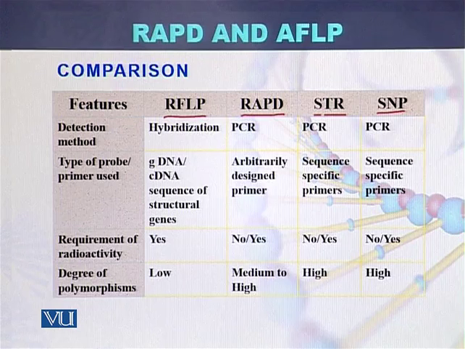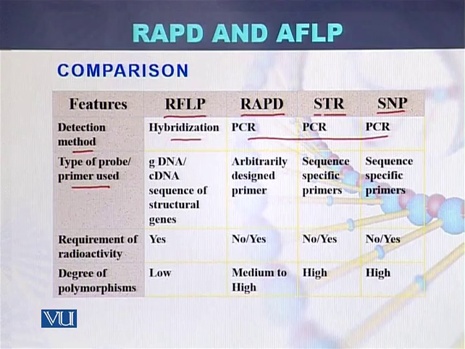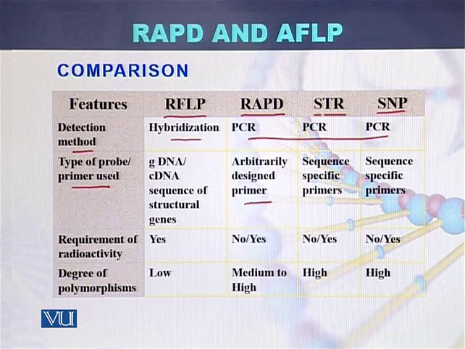If we do the comparison between all these techniques based on the detection method, in the case of RFLP we use hybridization. In the case of these three techniques, we use polymerase chain reaction. Based on the type of the probe or primer used, here a genomic DNA sequence or cDNA sequence is used in the case of RFLP. While in the case of RAPD, an arbitrary primer is designed to perform the RAPD. In the case of STR and SNPs, these are due to sequence-specific primers.